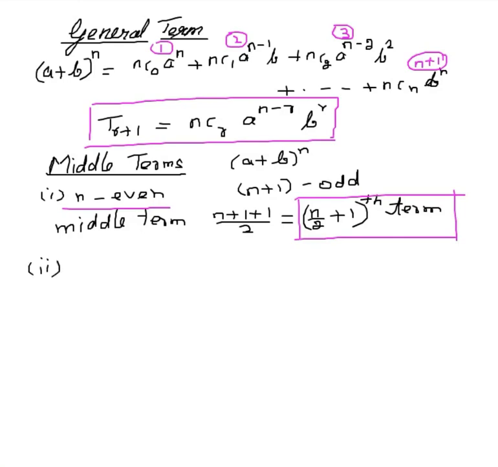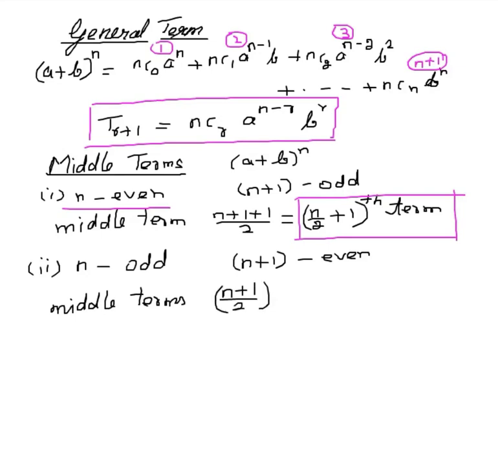Now second case, if the power is an odd number, in the binomial expansion we will have n + 1 terms, which is an even number. So we will have two middle terms: the (n+1)/2 th term and the next term, which is the ((n+1)/2 + 1)th term. These are the two middle terms.